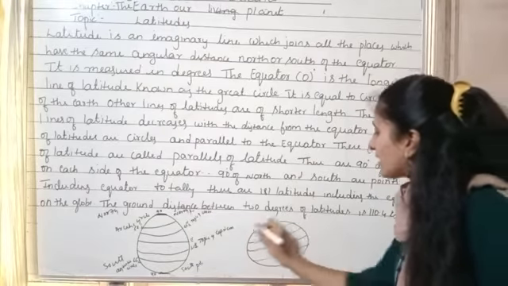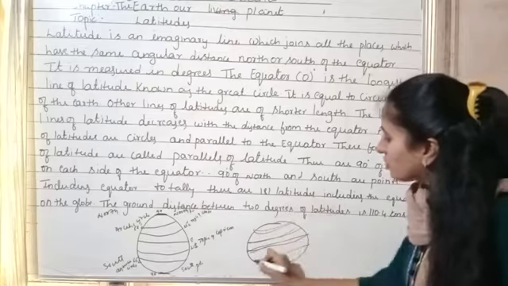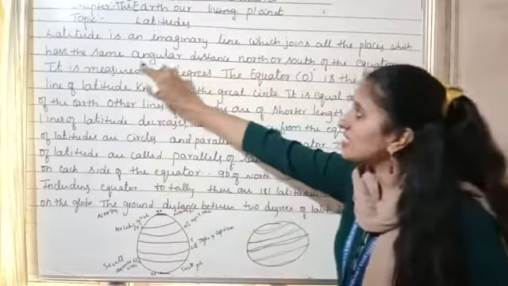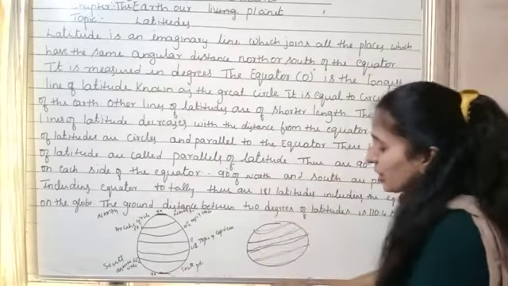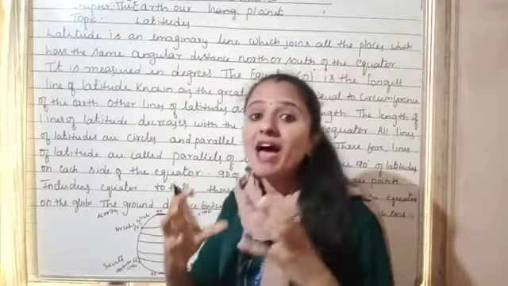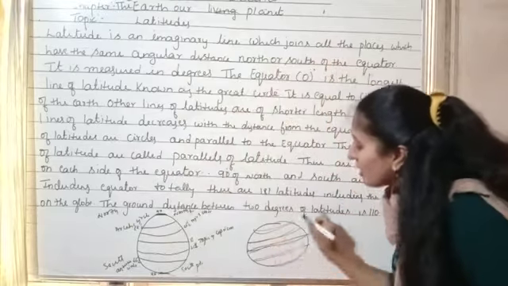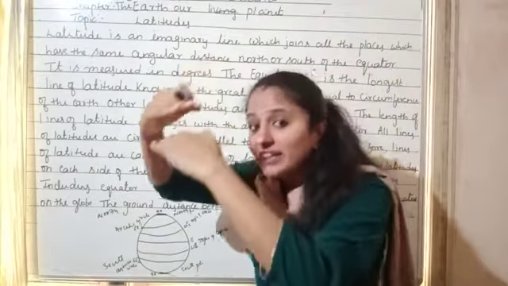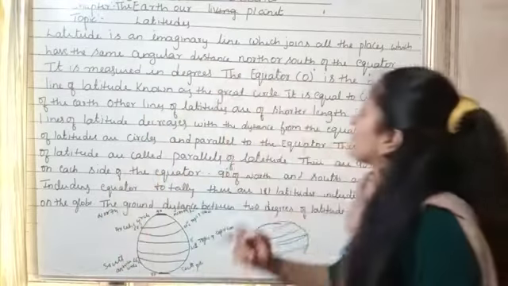From north to south, you can observe the circle. This is the equator, the middle part. If you observe the lines from the equator up to the north, and if you come down, to the south, it is an imaginary line which joins places having the same angular distance north or south of the equator. Latitude is an imaginary line which joins all the places at the same angular distance, if you take north or if you take south.